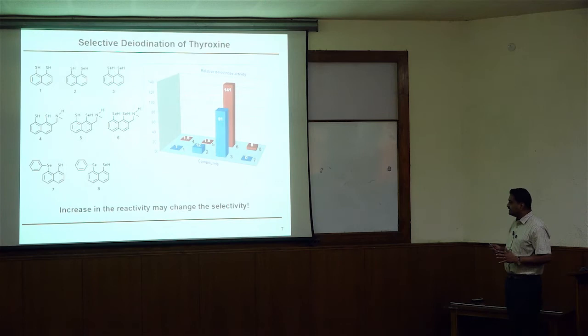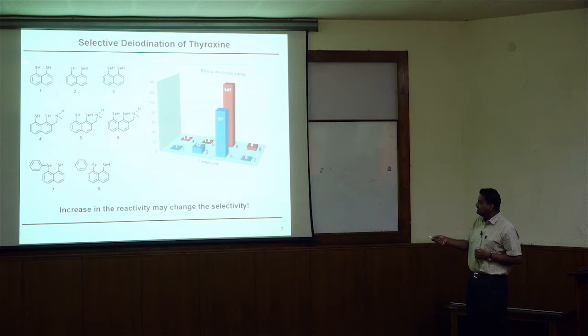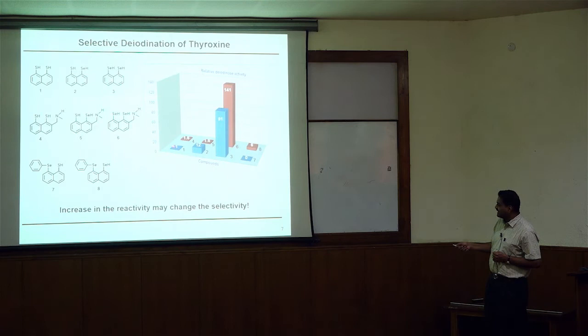So we prepared a series of compounds. You can see the one with two sulfurs here, one sulfur and one selenium, and two seleniums. What we found was interesting. When we substitute one of the sulfurs with selenium, you can see the activity is increased by about 12 times. But when we substitute the second thiol with selenol, you can see there is a 91 times increase in the activity.